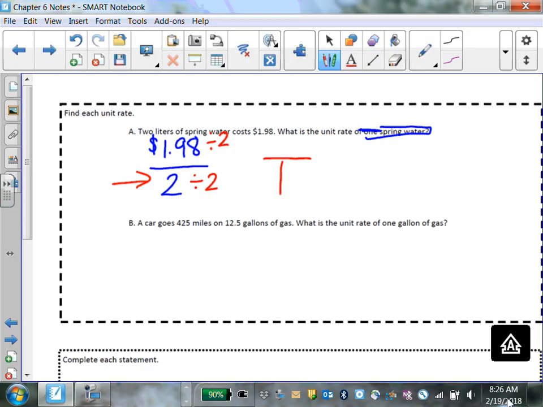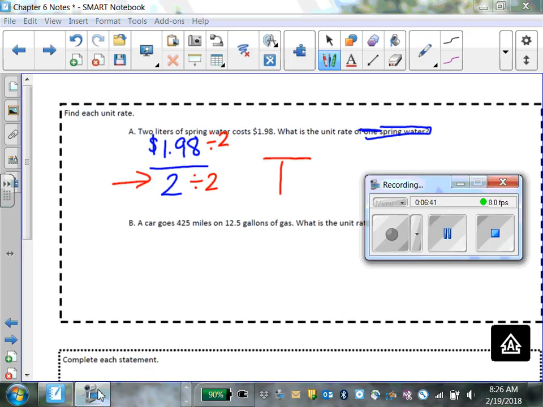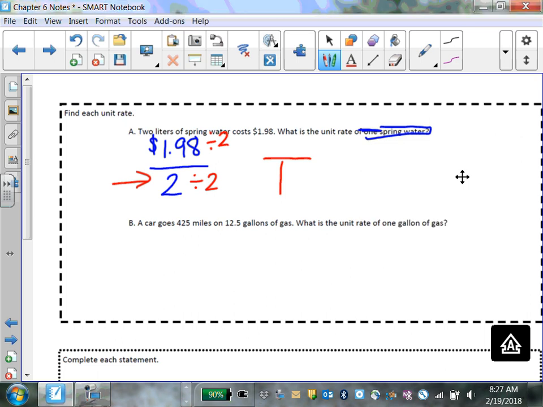So, right now, since you all don't have calculators, figure out what you need. Hopefully you said 99 cents. So the cost for 1 liter of spring water is 99 cents. So the unit rate is 99 cents per bottle. Everybody with me? Questions so far? All right, you all try the next one.